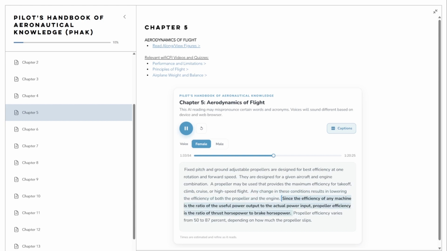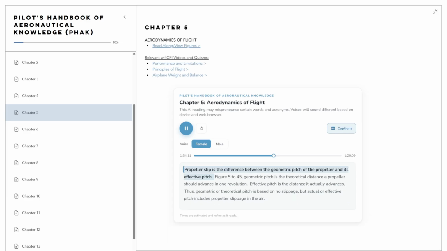Since the efficiency of any machine is the ratio of the useful power output to the actual power input, propeller efficiency is the ratio of thrust horsepower to brake horsepower. Propeller efficiency varies from 50 to 87%, depending on how much the propeller slips. Propeller slip is the difference between the geometric pitch of the propeller and its effective pitch.